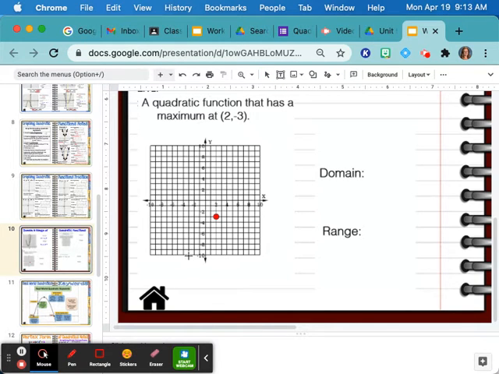So a maximum would mean it's going to be a hill. So I'm just going to make a quadratic function. I'm going to make it darker. Maybe red, and then make it a little thicker. So if it's a maximum, it looks like a hill. It's going downward. And we don't know how it's actually going to look. All we know is the maximum point is 2, negative 3.